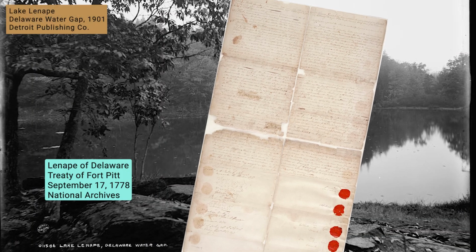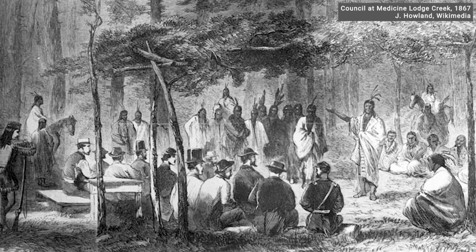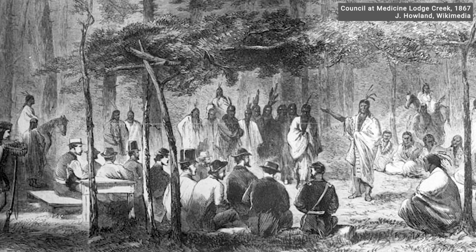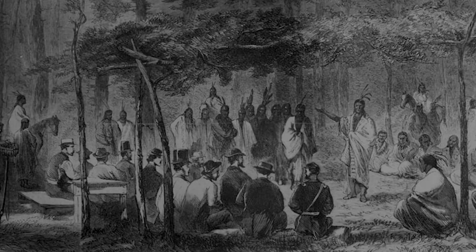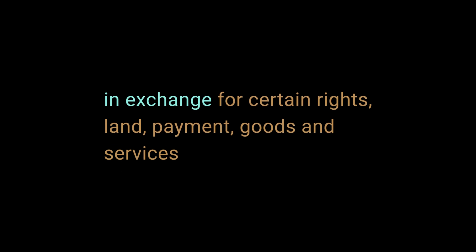In Episode 2, we discussed that from 1778 to 1871, the United States' relations with American Indian tribes were defined and conducted largely through treaty making and the implementation of those treaties. Through these treaties, Indian tribes ceded or relinquished land, resources, and other rights or interests to the United States in exchange for certain rights, land, payment, goods, and services.